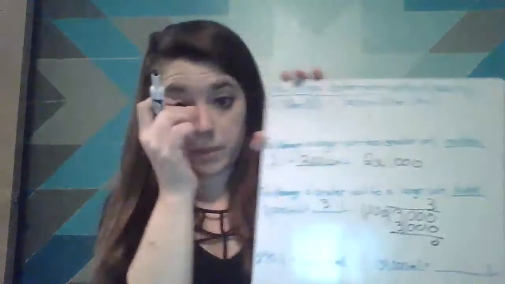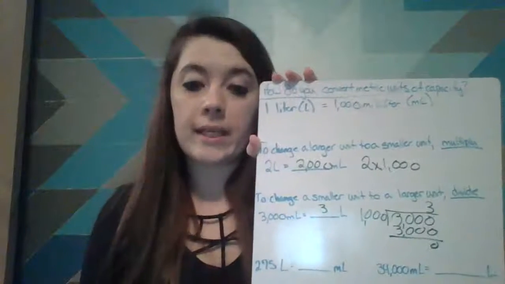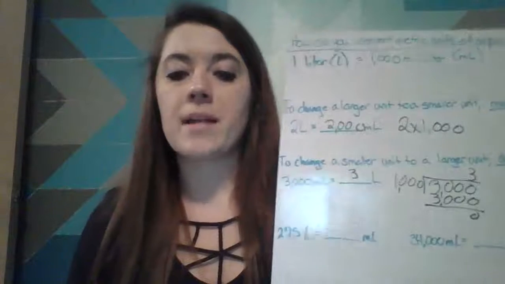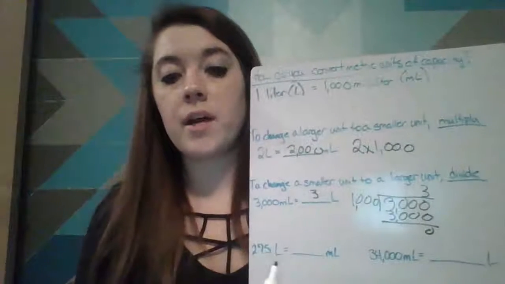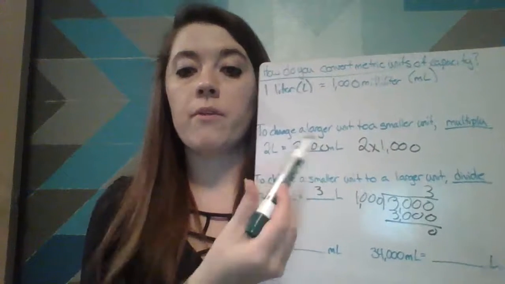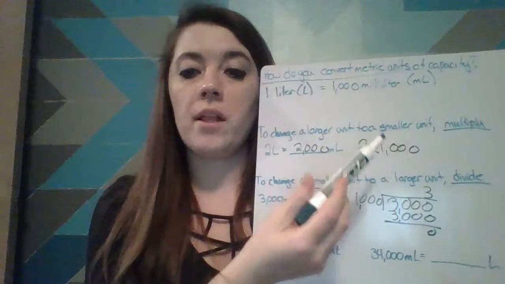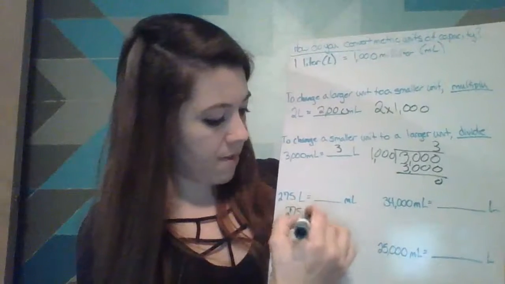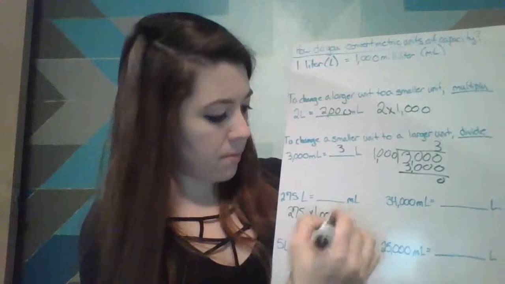So 3,000 milliliters equals 3 liters. All right, the next one, some more to practice with. We have 250 liters equals how many milliliters? So once again, we're going from a larger to a smaller, so that means we multiply. So we're going to take 275 and multiply it by 1,000.